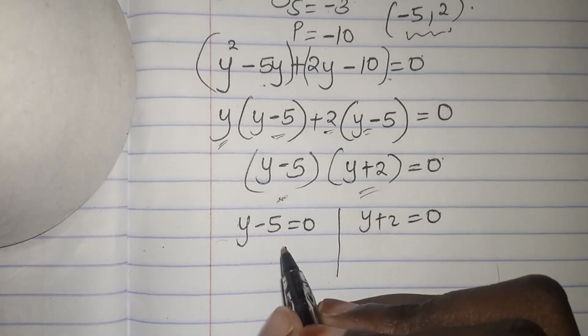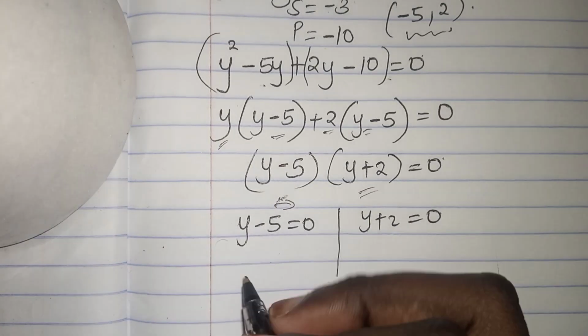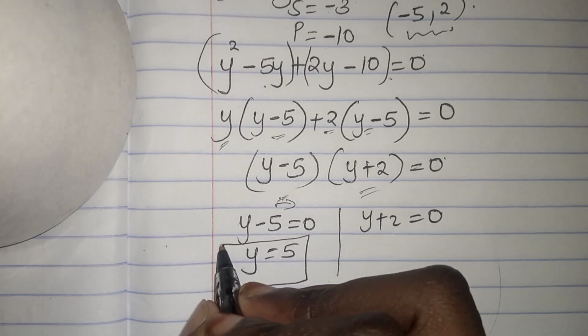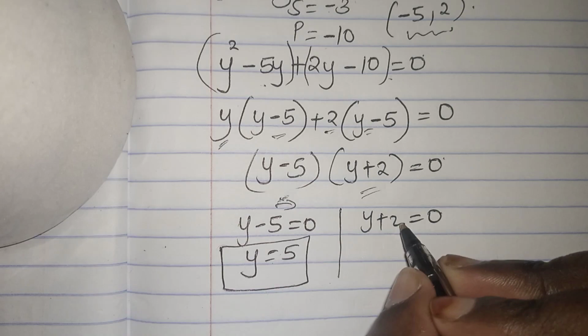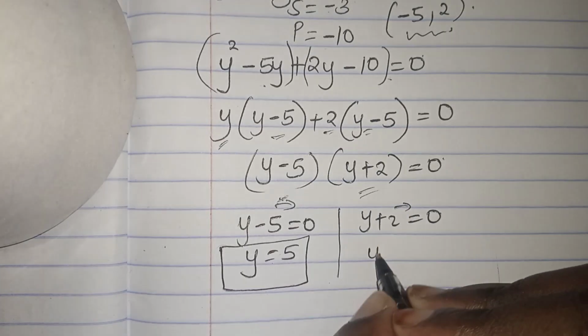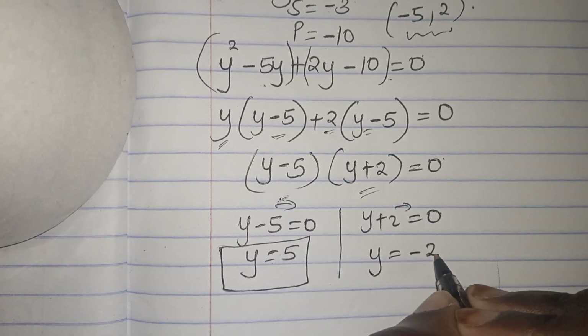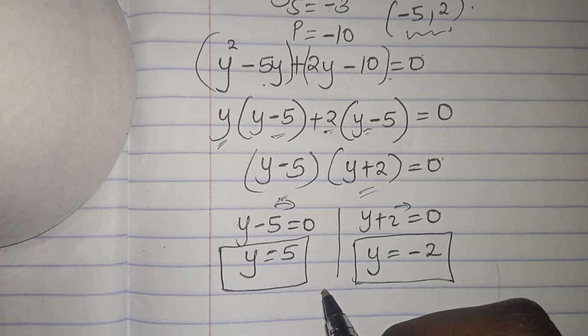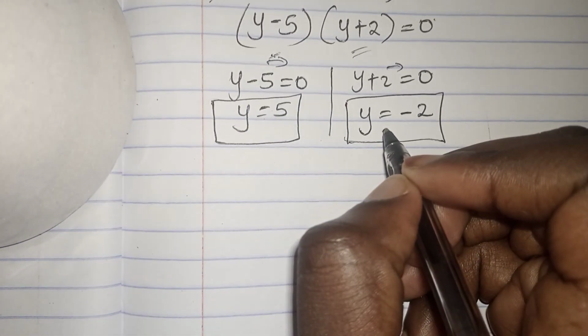So to get the value of y, we shall take negative 5 to the other side. y equals positive 5. And on this other side, we shall take 2 to the other side. So y equals negative 2. So we have two values of y: y equals 5 and y equals negative 2.